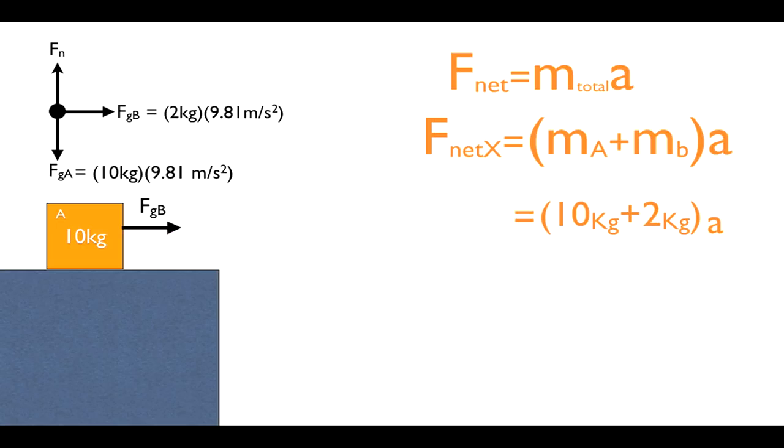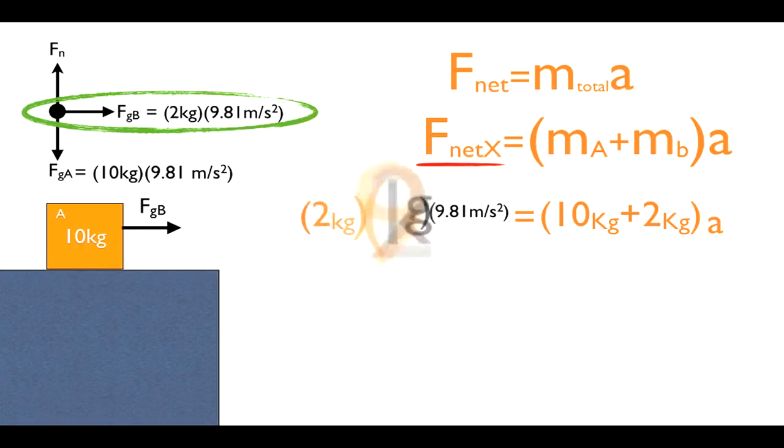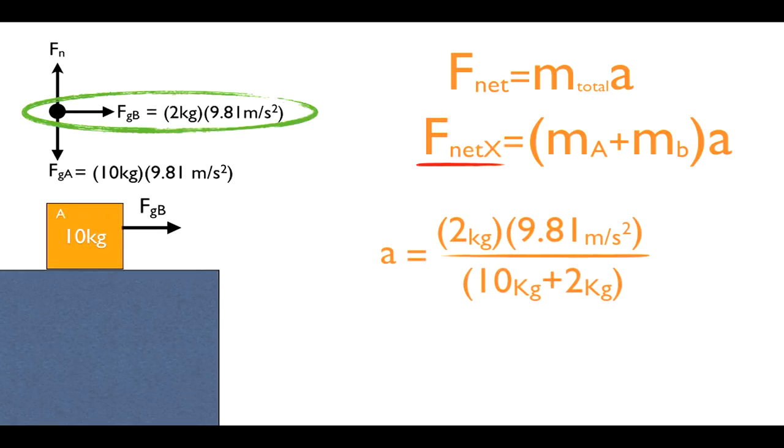The next step is to find the net force. Since we don't have any friction or other forces, the only force we need to include is that 19.6 newtons, or the force of gravity from mass B. If this problem had included friction, we would need to include it and subtract it here. Lucky for us, we don't. And that's pretty much it. Now we just need to solve for acceleration, put the numbers into our calculator, and voila!